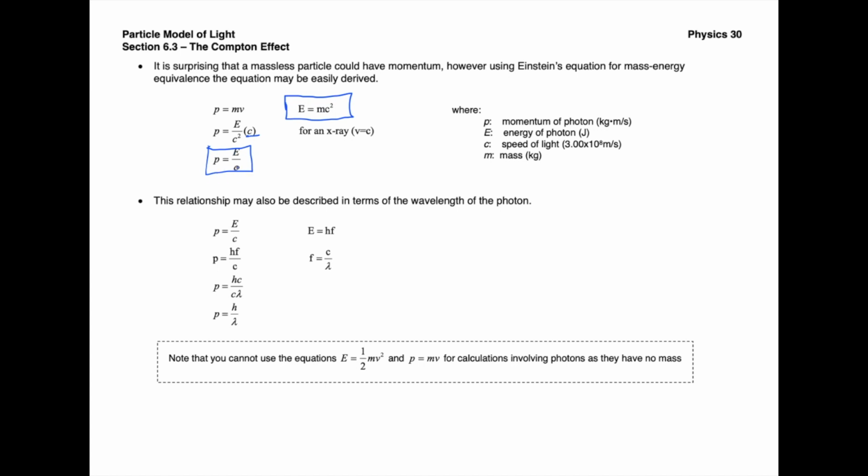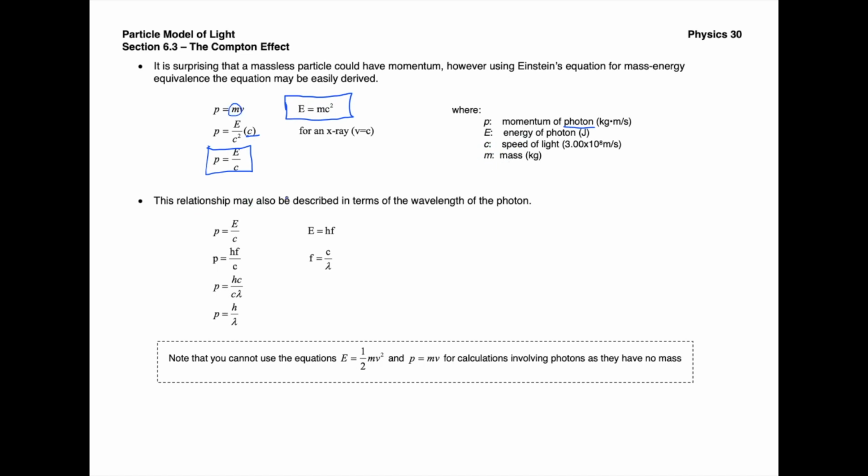Please do not ever put this in for any particles with mass. Particles with mass do not have a velocity that's equal to the speed of light. They're always going to be slower, and so this isn't going to be a valid equation for those. So just make sure that you're only using this equation for photons. p is the momentum, very specifically of a photon, E is the energy of the photon, and c is the speed of light.